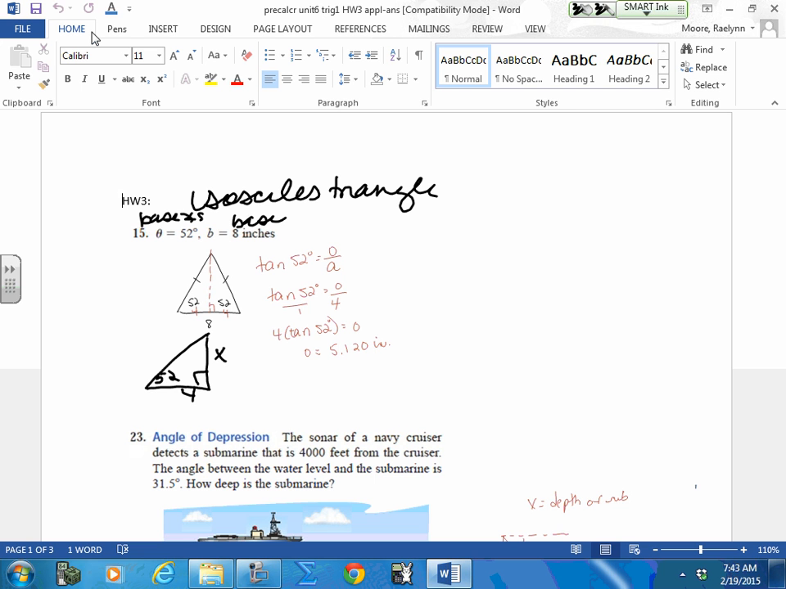So then you just use your tangent function. Okay, when you do this, make sure your mode is in degrees. Stop me if you have any questions. That one was probably like impossible to do if you didn't know what it was.